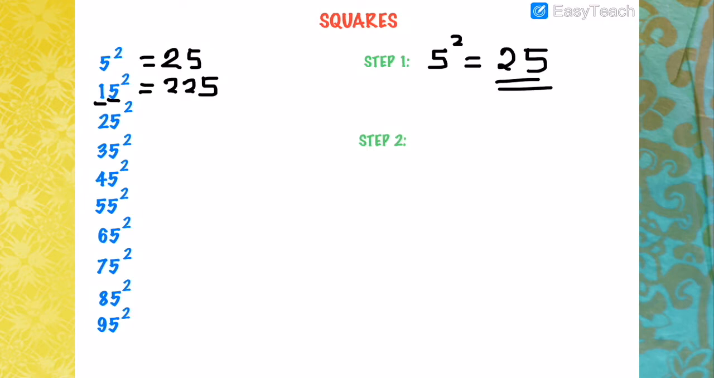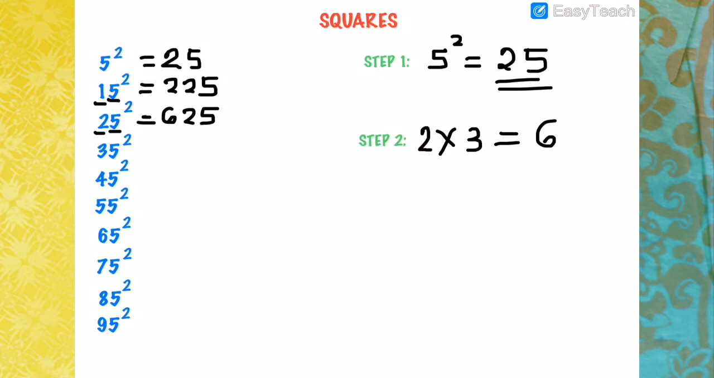25 squared. Again, the first step is square 5, which is 25. And then with our tens place number, which is 2, we multiply it with the next number, which is 3. 2 times 3 is 6. Therefore, 25 squared would be 625.